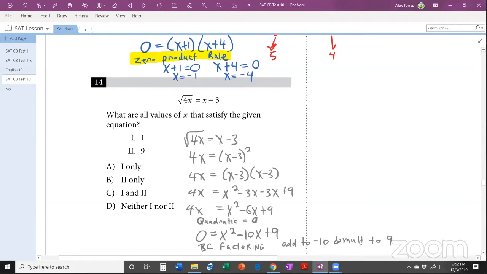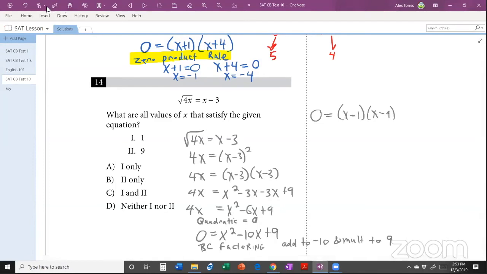So what two numbers do that? Well, 1 and 9 and 3 and 3 are the numbers that multiply to 9. So 1 and 9, if the signs are correct, will add to negative 10. So it factors to x minus 1 and x minus 9.